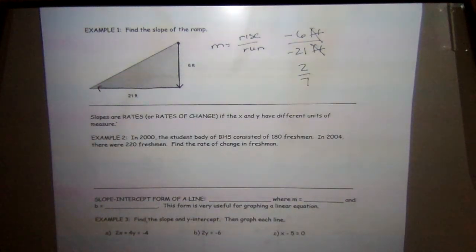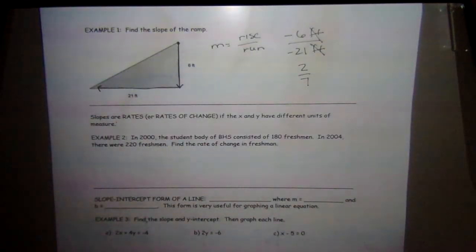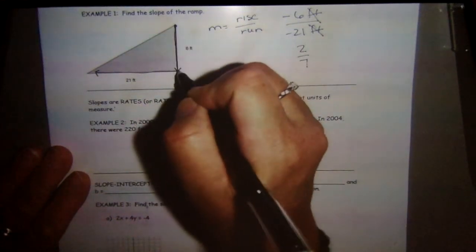Questions there? Why did you change the signs? Because I start here, I'm falling, so it's a negative, and I'm running to the left, so it's also negative.